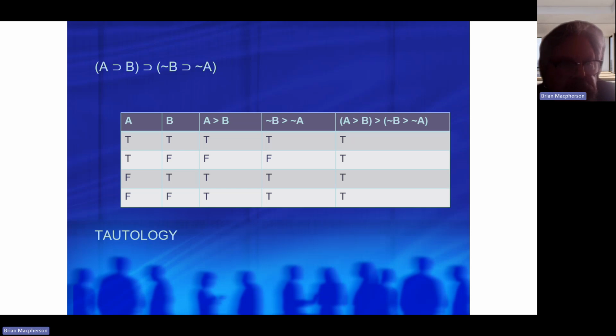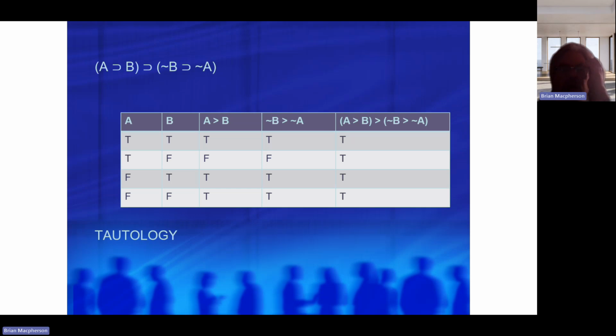For the third row, A is false and B is true. So then A then B will be true, because A is false and B is true. For if-then, that will make it true. Not B then not A: well, not B is false and not A is true. False implies true once again gives us true. Since both are true, that's going to make the whole thing true. So it's looking like it's going to be tautologous. We have to now look at the last row.